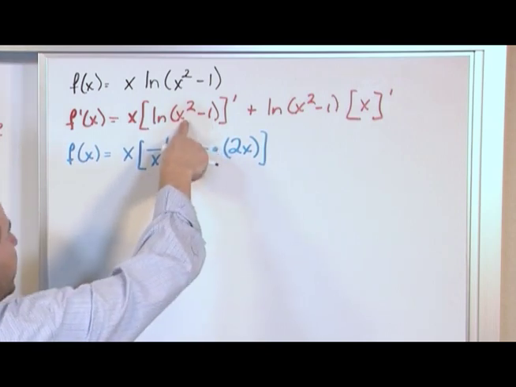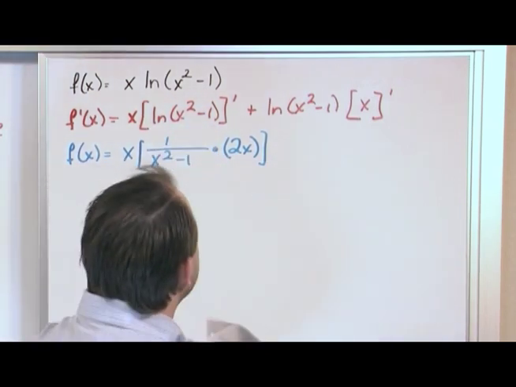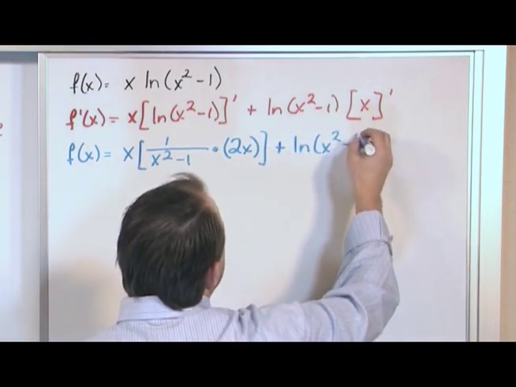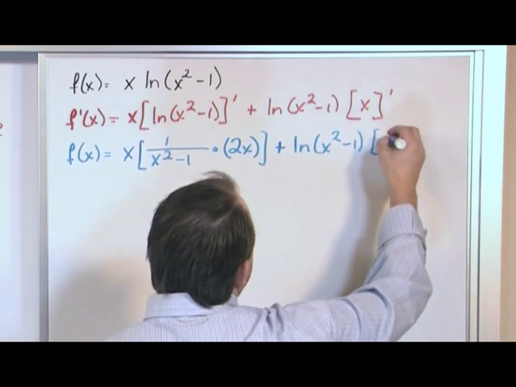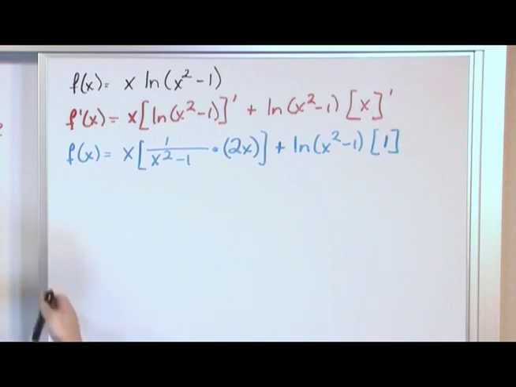Because the derivative of this is 2x, so the derivative of this is 0. So that takes care of this derivative. Now over here, we have the natural log of x squared minus 1, and the derivative of this x is just 1. Okay? So basically our derivative's done. This is the answer, but let's simplify it a little bit.